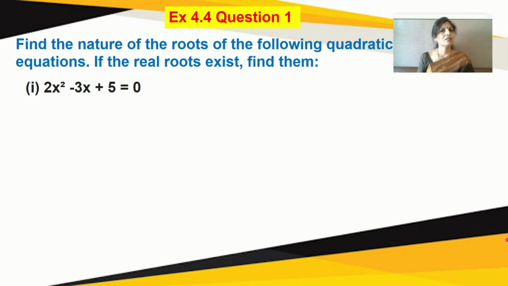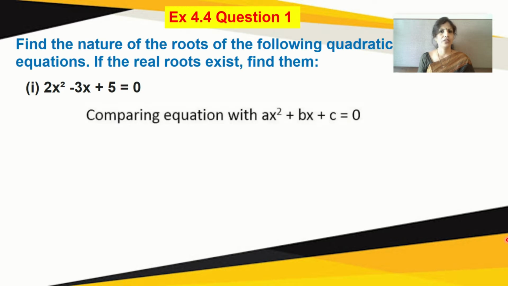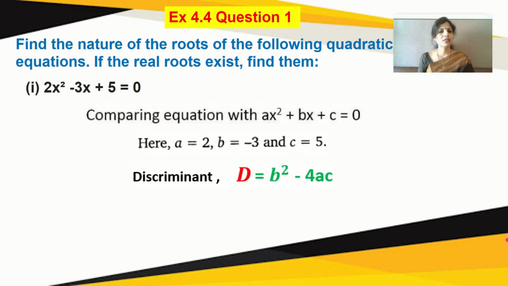Our first step is comparing the given quadratic equation with the standard form so that we can find the values of a, b and c. We get a as 2, b is equal to minus 3 and c is 5. To decide what kind of roots the equation has, we need to find the discriminant D, which is b square minus 4ac. Let us substitute the values. We have b as minus 3, so minus 3 the whole square minus 4 into 2 into 5.